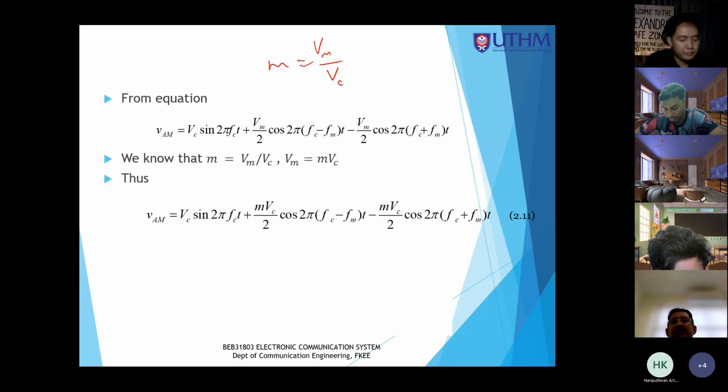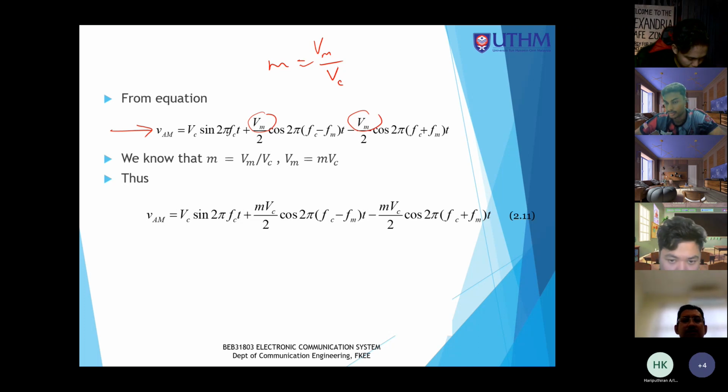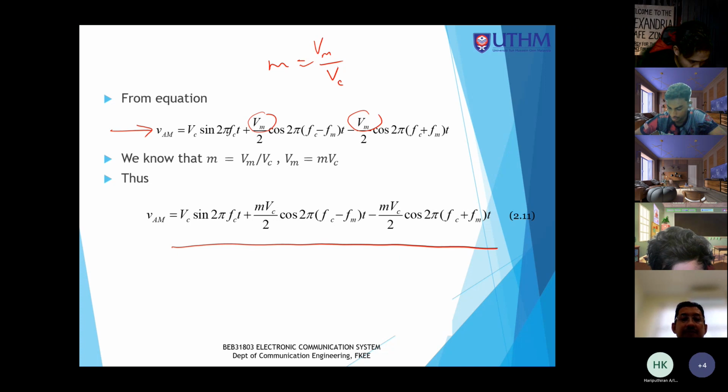kita boleh rewrite again equations. So we can rewrite the equation initially like this. Pada awalnya dia seperti ini dan kita boleh tukar VM ini kepada MVC. Kenapa nak tukar? So kita nak buat sebutan semuanya dalam VC, boleh juga. So ini bukan menjadi satu kemestian, kewajipan kamu untuk menulis dalam sebutan ini. So basically kalau kamu nak tulis full equations yang atas ini pun dah memadai, sudah mencukupi.